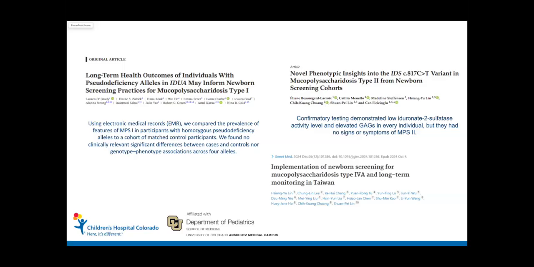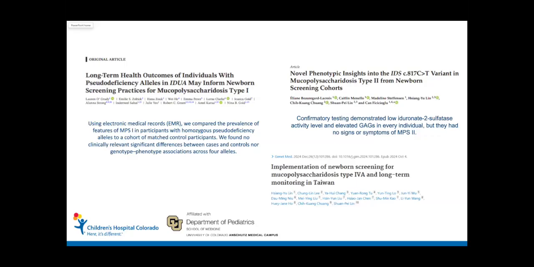So a really nice paper on MPS 2 about novel insights into this one variant. I bring up this article because these individuals who don't have symptoms of MPS did have mildly elevated GAGs through a couple of different methods.